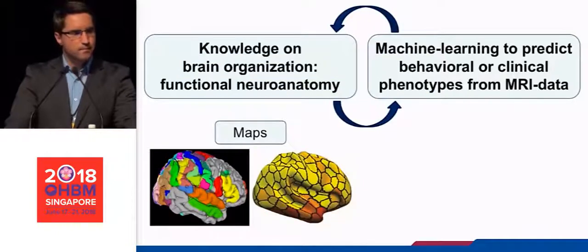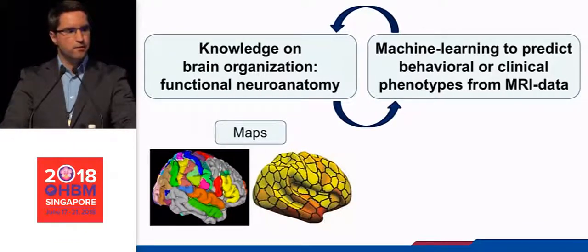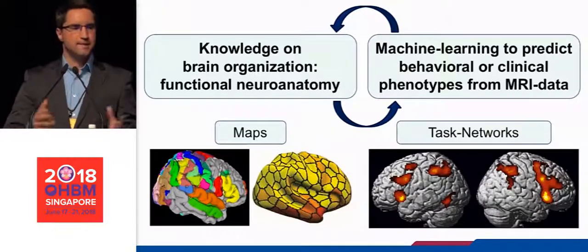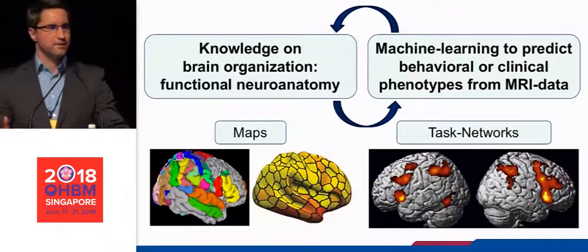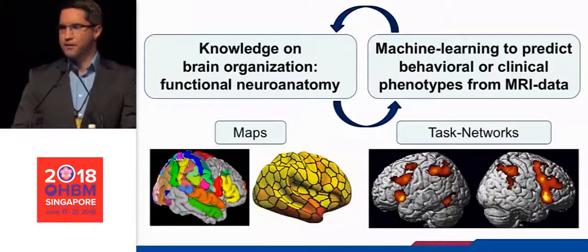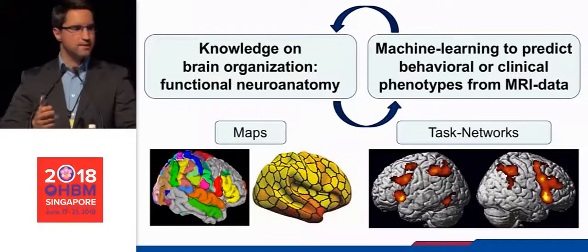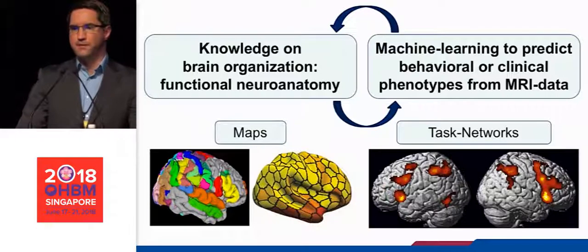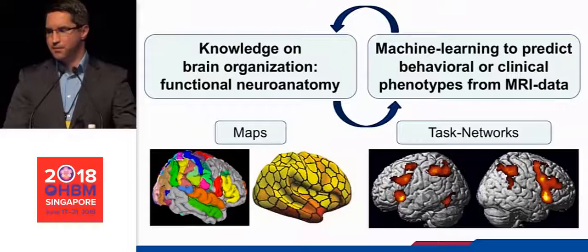So this is relating big data analysis, machine learning, to brain organization on the map side. But we also have the other side, the side of distributed networks, task activations. There's a huge literature, and people at these conferences are also using many different tasks to probe brain responses to various stimuli, contextual demands, and so on.